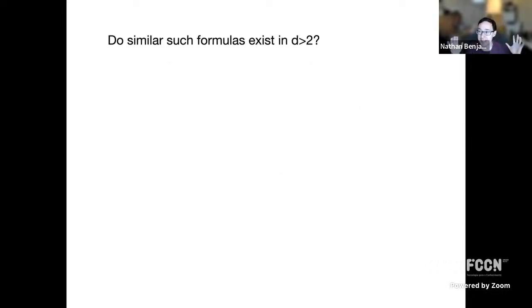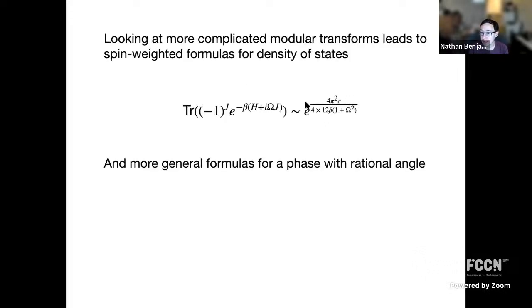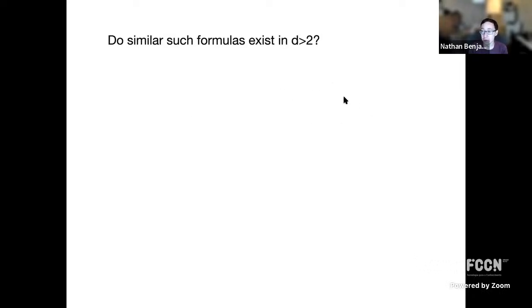So in 2 dimensions, we can derive all of this from modular invariance. Modular invariance is just an incredibly powerful tool for us to use. But a very reasonable question you could ask is, do there exist similar formulas like this one right here for CFTs in d bigger than 2? We don't have modular invariance in d bigger than 2 CFTs, but a lot of the physics should still be the same. So it's very reasonable to ask, do there exist similar formulas?